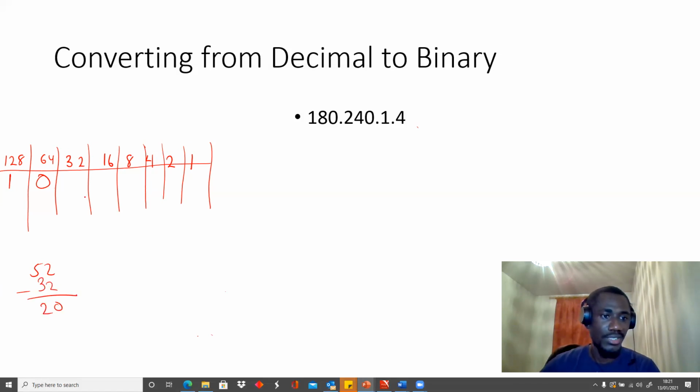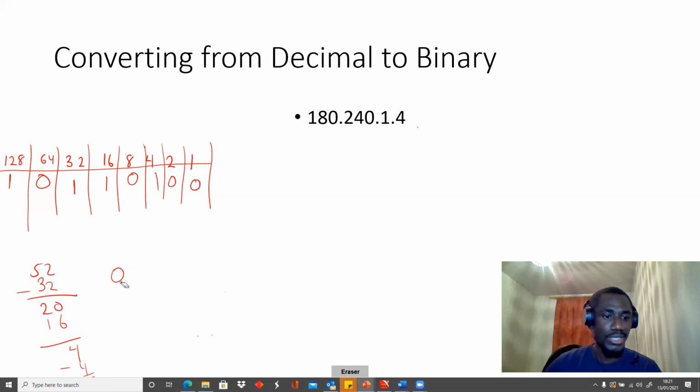So that'll be 20. Can we buy 16? Yes, we can buy 16 because we have 20 pounds. That's 1. We have 4 left. Can we buy 8? No, we have only 4 pounds. Can we buy 4? Yes, because we have 4 pounds. We have 0 left. Can we buy 2? If we have 0, no. Can we buy this? No.